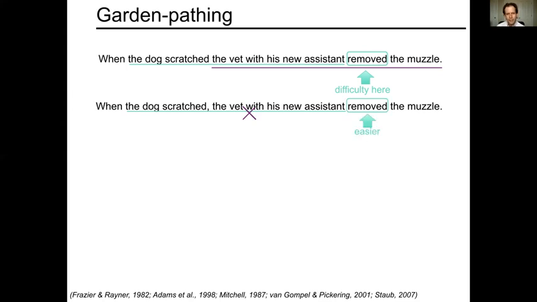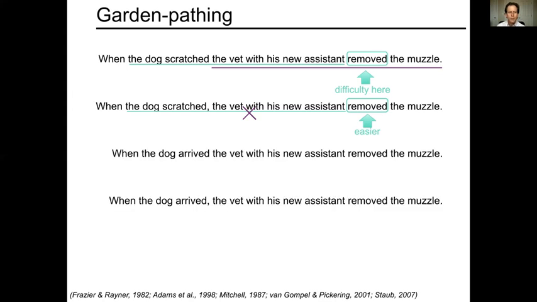Now we can contrast these examples with another set of examples that are identical, except I'm going to substitute the verb scratched with the verb arrived. When the dog arrived, the vet with his new assistant removed the muzzle. This is no longer so hard because arrived is an intransitive verb. It doesn't take an object, and so there's no reason to think that the vet with his new assistant would be the object of that verb. Rather, that's pretty obvious even before you get to the word removed, that the vet with his new assistant is the beginning of the main clause. And so whether or not you have the comma here doesn't matter so much.